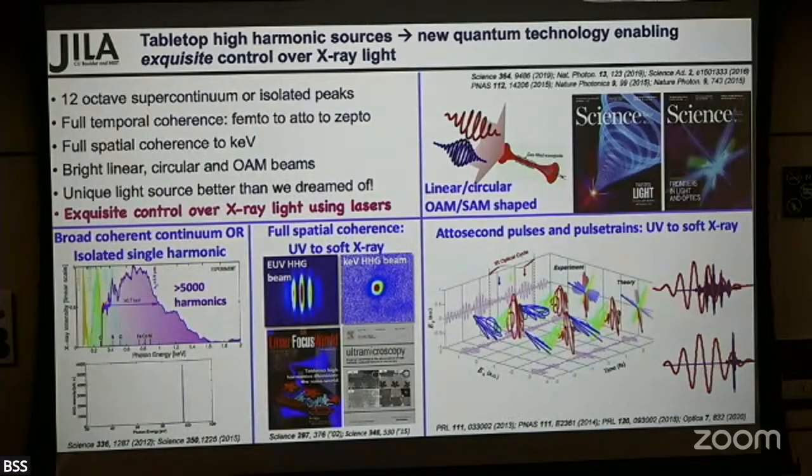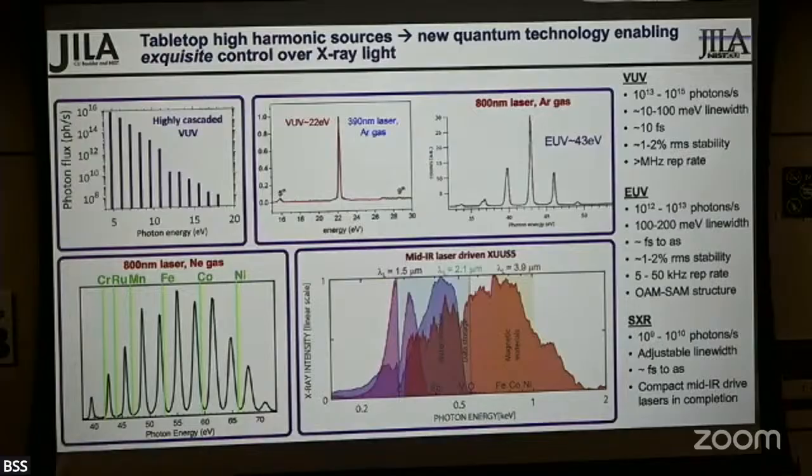Okay, so we can make all this sort of shaped light, and we need to be able to use it in the right way to measure something that's interesting. And just showing you, we can make all kinds of light, you can make single pulses, all kinds of light.